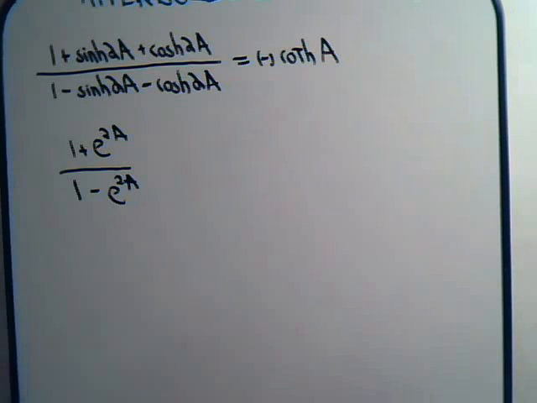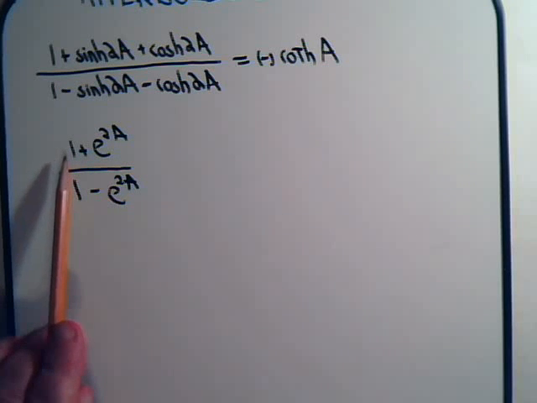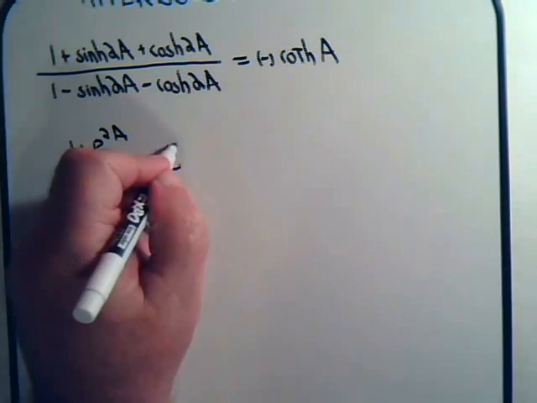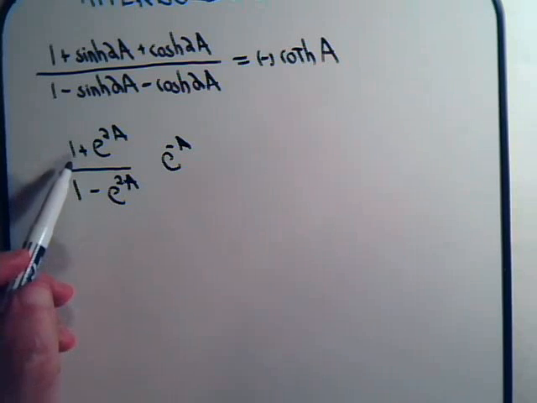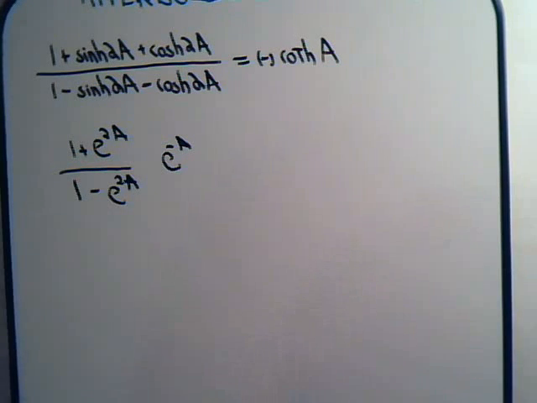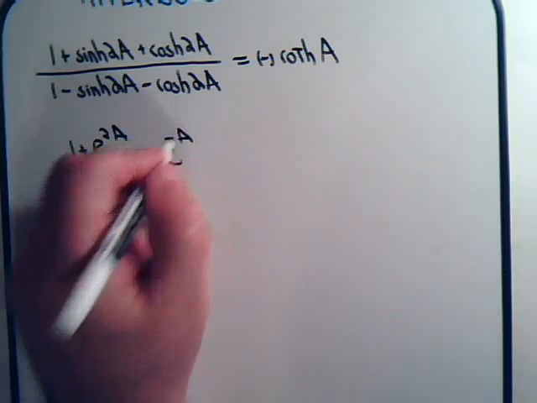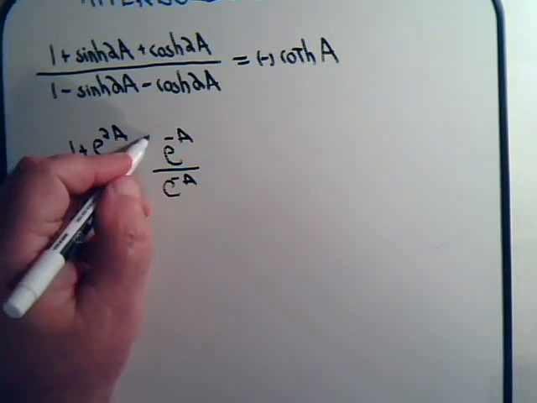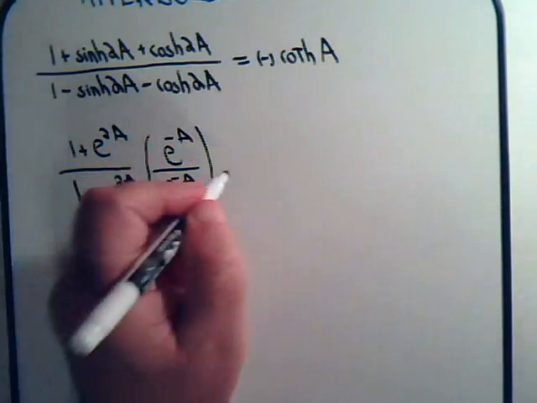Okay, but what do we do with this? Now here's where we have to use our imaginations. If we could multiply this by an e to the minus a on top, this would give us an e to the minus a plus an e to the a, that would look like it might get us a hyperbolic function. But if we multiply the top by e to the minus a, then we also have to multiply the bottom by e to the minus a, so we're multiplying this entire expression by 1, so that's valid.